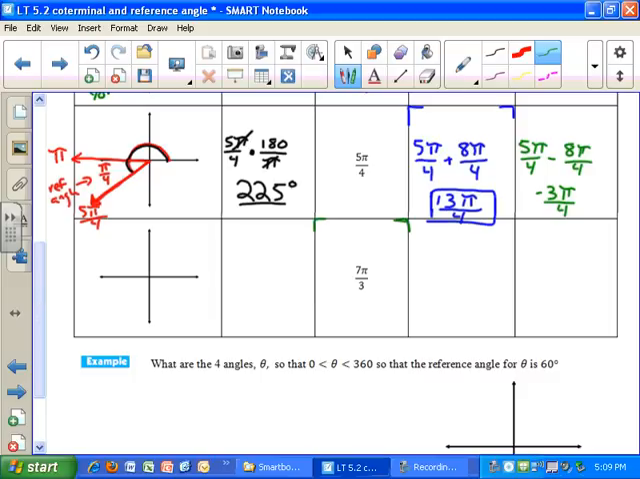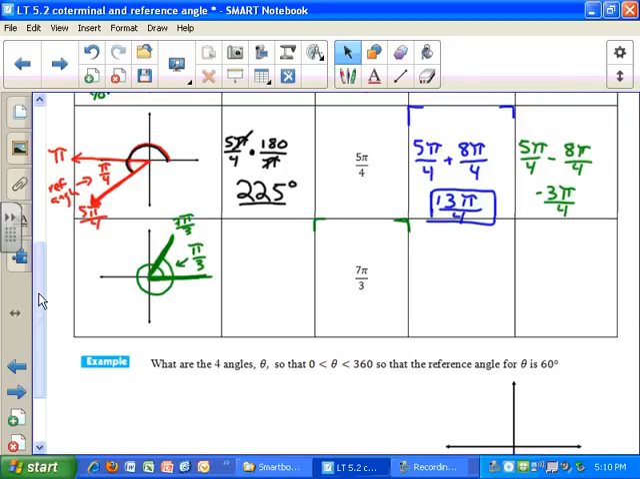7 pi over 3 is going to be more than 2 pi, because 2 pi would be 6 pi over 3. So I know I've got a full 360 degrees. I have 6 pi over 3, and I need another third of a pi. So there's going to be 1/3 pi, or that's also 7 pi over 3. My reference angle is going to be formed by that terminal side and the x-axis. So if I have 7 pi over 3 and I subtract 6 pi over 3, I end up with pi over 3 as my reference angle.